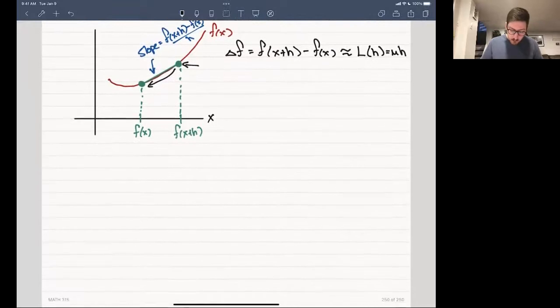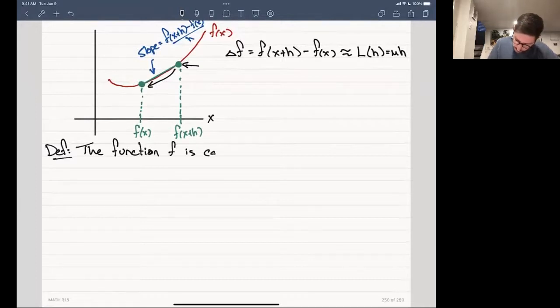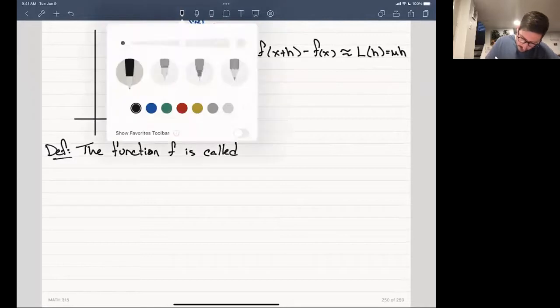This is the more natural way of thinking about derivatives, especially as you get up into more abstract mathematics or higher dimensional functions. And so this is going to lead to the idea of what's called differentiable. So we say the function f is called, in our case, differentiable.